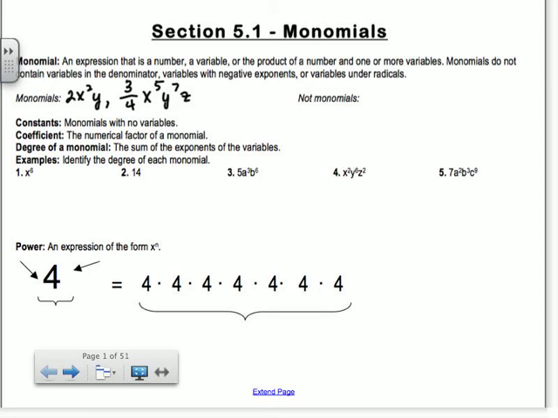Things that would not be monomials are ones that have variables in the denominator. So notice this one had a denominator, but it wasn't a variable there. It was a number. If I had something like x over y squared, that's not a monomial because we don't put our variables in the denominator. Variables with negative exponents, so something like x to the -2, would not be a monomial. And variables under radicals, so we wouldn't say the cube root of x or the square root of x squared y to the 5th. That would not be a monomial.